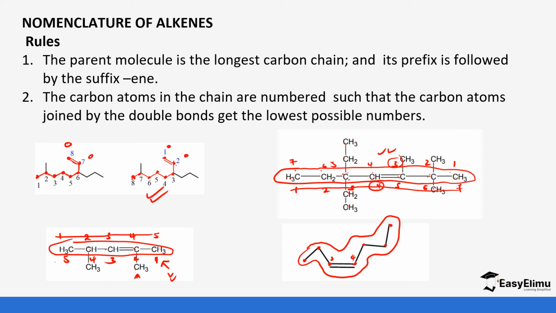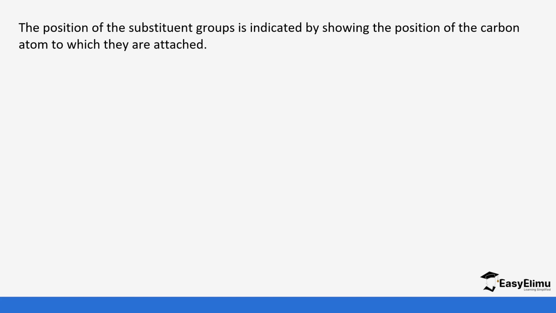That's how, first of all, you notice in alkenes we give preference when we are numbering. The double bond is given the preference. We do not consider the branches first. We consider where the double bond is. The third rule is that the position of the substituent group is indicated by showing the position of the carbon atom to which they are attached.